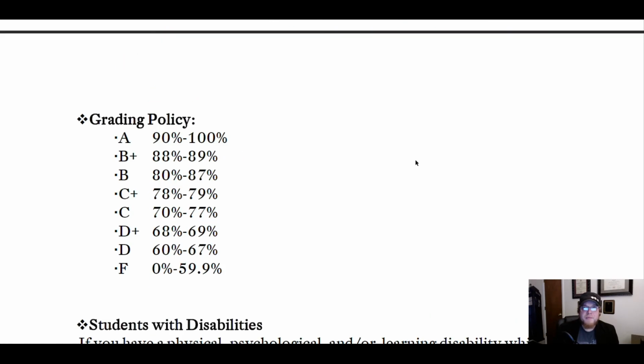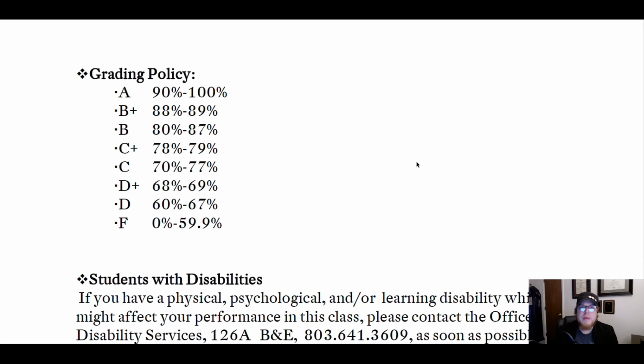Next, grading policy. Nothing particularly remarkable here. Now, let me say this. At the end of the semester, when I'm calculating your final grades, if you have any decimal point of any kind, I round it up to the nearest whole number. So in other words, I know on here it says 59.9 is an F. If for some reason you have a 59.00001, you made a D. Okay?